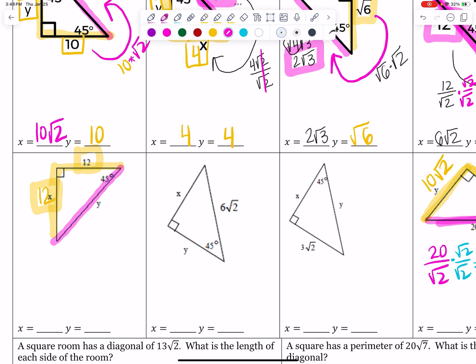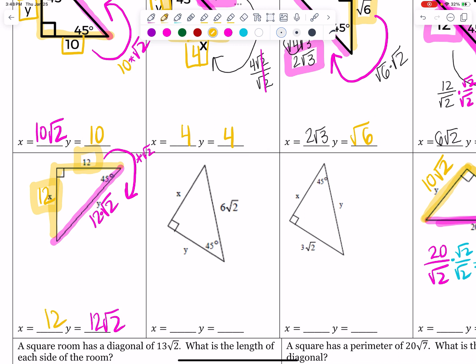Okay, and so what does that make the hypotenuse? I'm going from a leg to the hypotenuse, so I'm going to multiply by root 2. So that's going to be 12 times root 2, which is just 12 root 2. So 12 root 2 is my hypotenuse, and then 12 was the other leg.